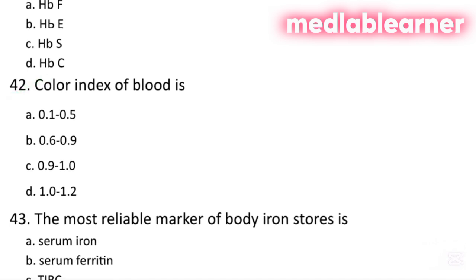42. Color index of blood is A, B, C, D, and the answer will be C. Color index of blood is 0.9 to 1.0.